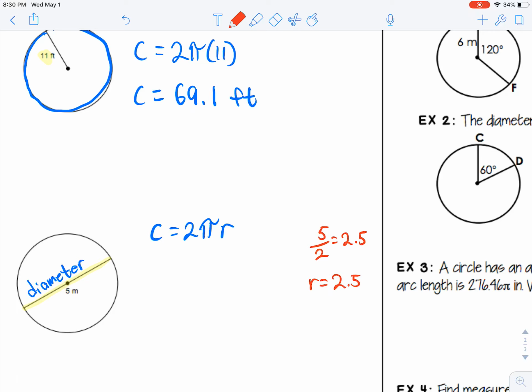Our radius is 2.5. So we're going to take that value, that 2.5, and plug it into our r up there. So circumference equals 2 times pi times 2.5. There's our formula. Let's go ahead and plug it in: 2 times pi times 2.5, and you should get a circumference of 15.7 meters.